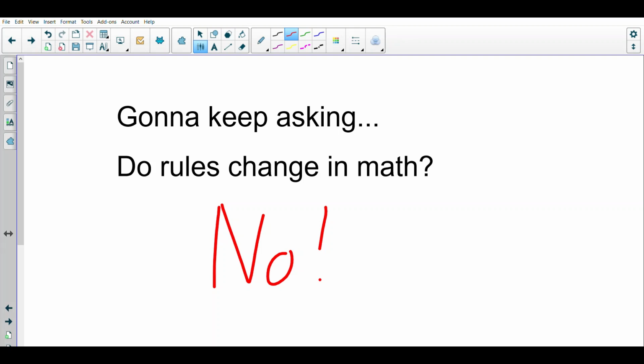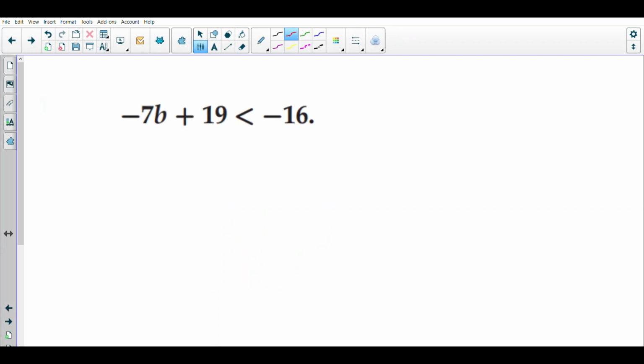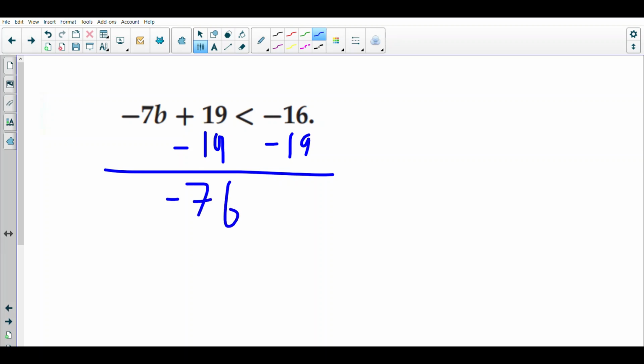But that still goes back to the lessons that we were solving basic equations. These are just inequalities. Remember, what you do to one side, you do to the other. Isolate the variable. So negative 7b plus 19 is less than negative 16. We've got to get rid of the addition and subtraction first, so I'm going to subtract 19 on both sides. And I get negative 7b is less than negative 35.